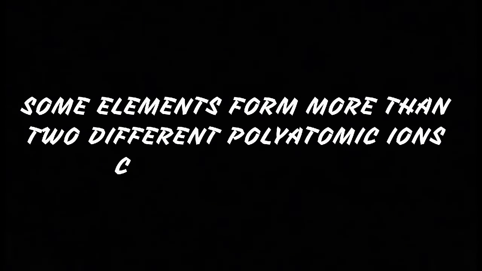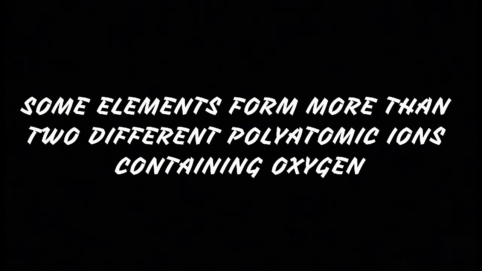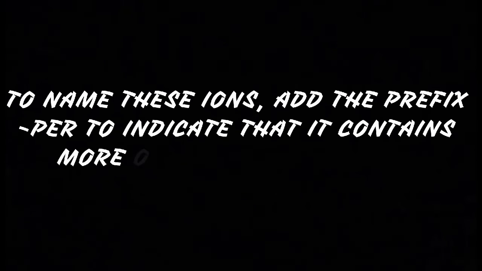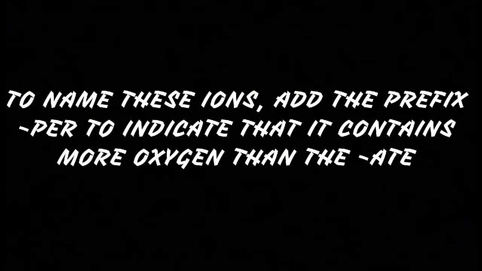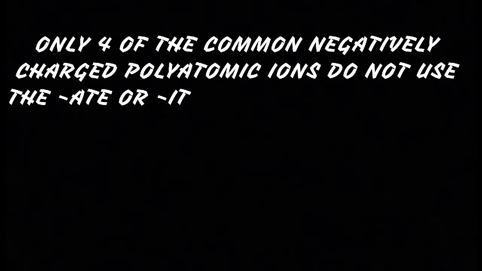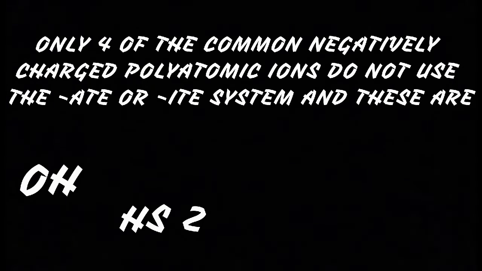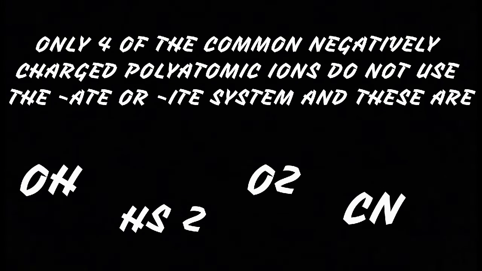Some elements form more than two different polyatomic ions containing oxygen. To name these ions, add the prefix per- to indicate it contains more oxygen than the -ate. Only four of the common negatively charged polyatomic ions do not use the -ate or -ite system, and these are OH, HS, O2, and CN.